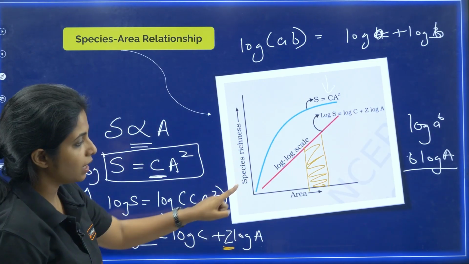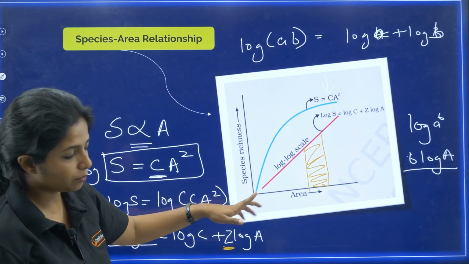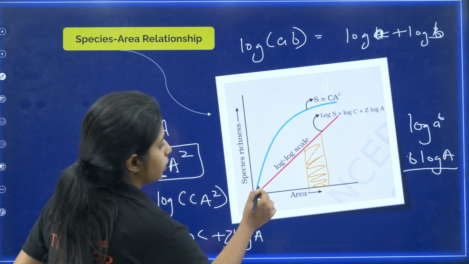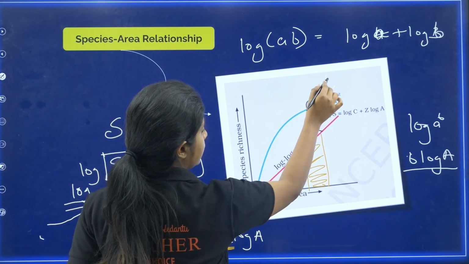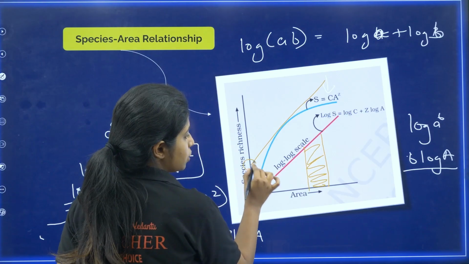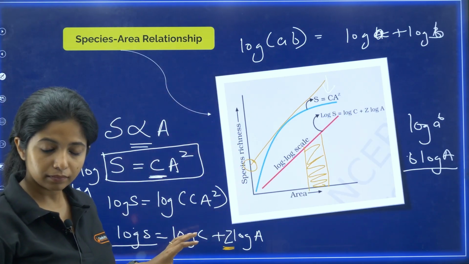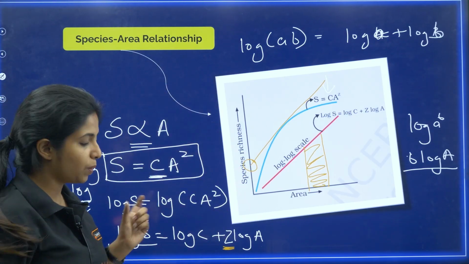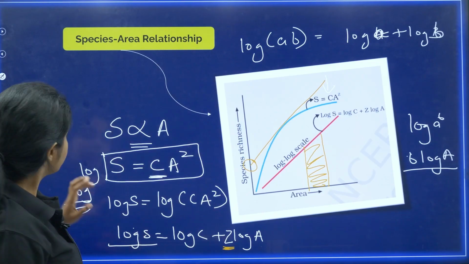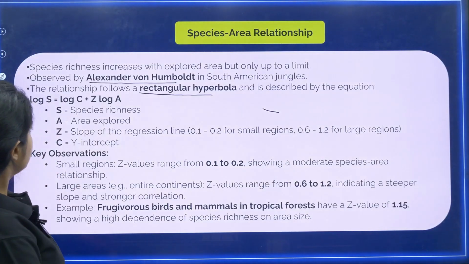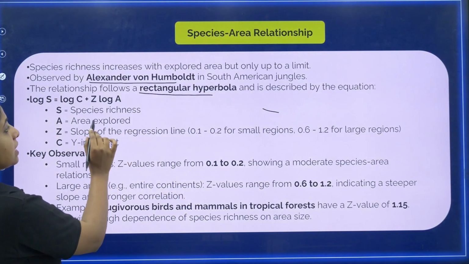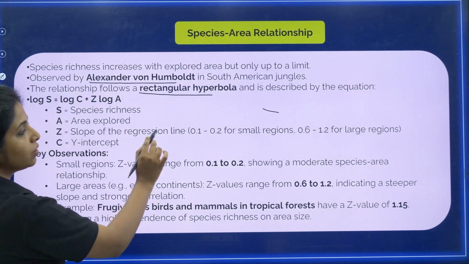Now C is what? The y-intercept. Suppose there is a line and it is touching somewhere over here. This will be the y-intercept, and it is denoted by log C. Cool. So the exact thing is mentioned over here. Listen, S is species richness, A is area explored, Z is the slope of the regression line.